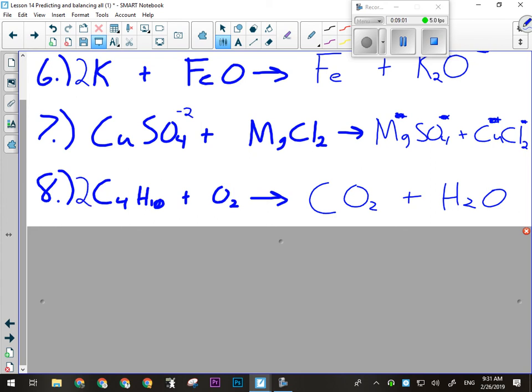So I start with a 2. 2 times 4 is 8. So now I have 8 carbons and my carbons are balanced. 2 times 10 is 20 hydrogens. Over here, 10 times 2 is 20 hydrogens. Now my hydrogens are balanced. Now I've got to balance the oxygens. I have 8 times 2 is 16 oxygens in the carbon dioxide. I have another 10 oxygens in the water for a total of 26. 13 times 2 is 26.